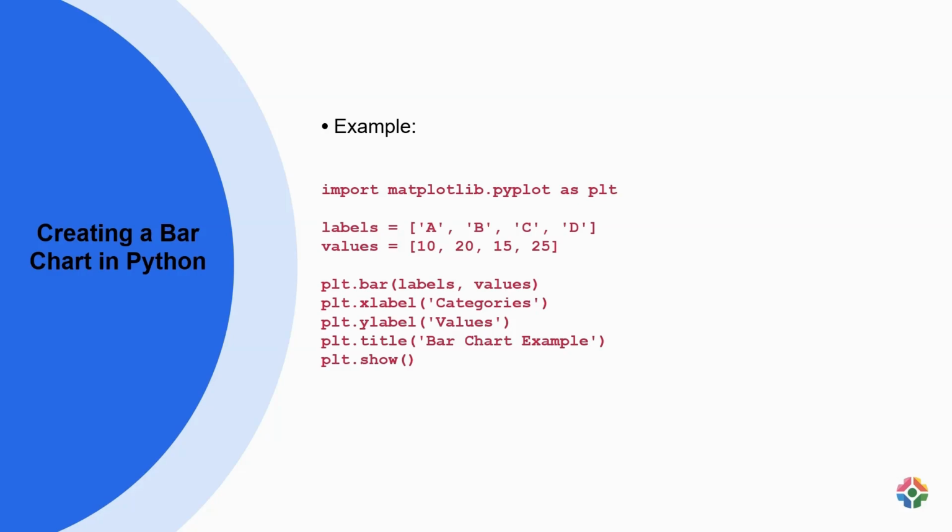Real-world example. Suppose you have sales data for different product categories, A, B, C, D, and their corresponding values. You can create a bar chart to visualize the sales performance of each category. The chart will have categories on the x-axis, sales values on the y-axis, and a title indicating the purpose of the chart. 6. Conclusion. By following these steps, you can easily create a bar chart in Python using Matplotlib to effectively represent data visually.